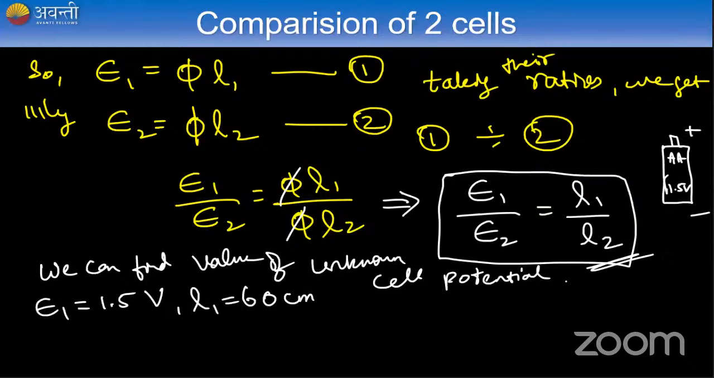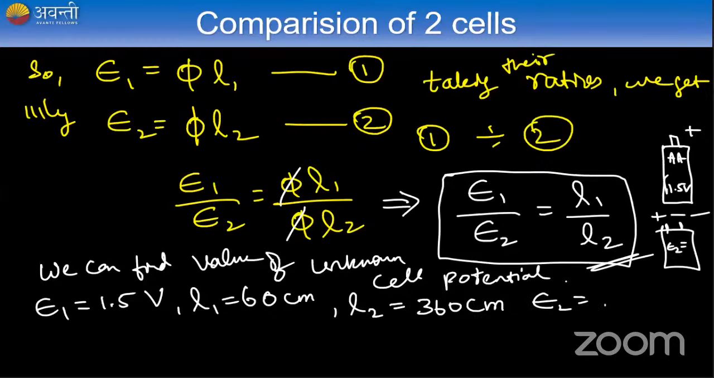So I have another battery, positive, negative. I don't know what this EMF epsilon 2 is. So I'm using the potentiometer. I found the length L1 as 60 centimeters, and the null point for E2, L2, is equal to 360 centimeters. Can you find E2? What is my value of E2? Come on, let's try to do this.